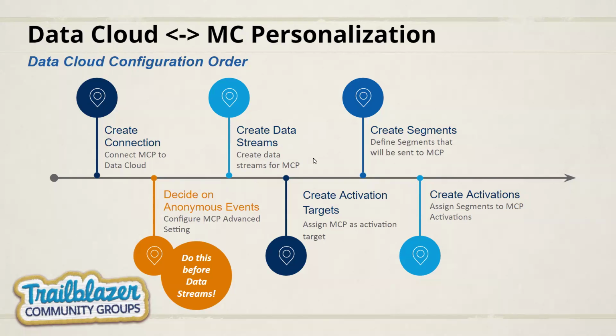On the flow, you're seeing from left to right, most of the time, this is our configuration order when it comes to Data Cloud and MCP together. Most of the time, we're creating that connection for MCP to Data Cloud. We then have a critical step on deciding anonymous events. Come back to this in a second. We then create data streams, activation targets, segments, and activations overall. That's the flow. But the reason why this step is critical is you don't want to do this before you start collecting your data streams. You also want to make sure that you really understand the reasoning behind this.